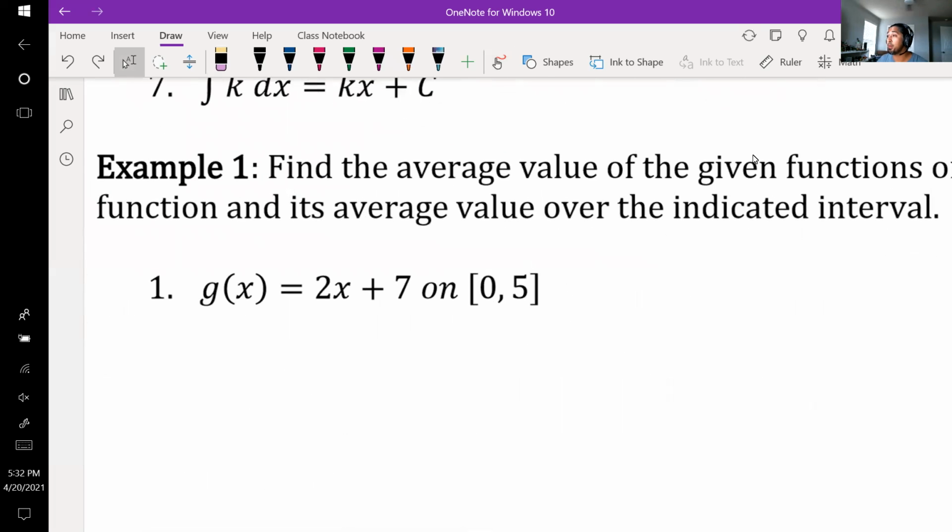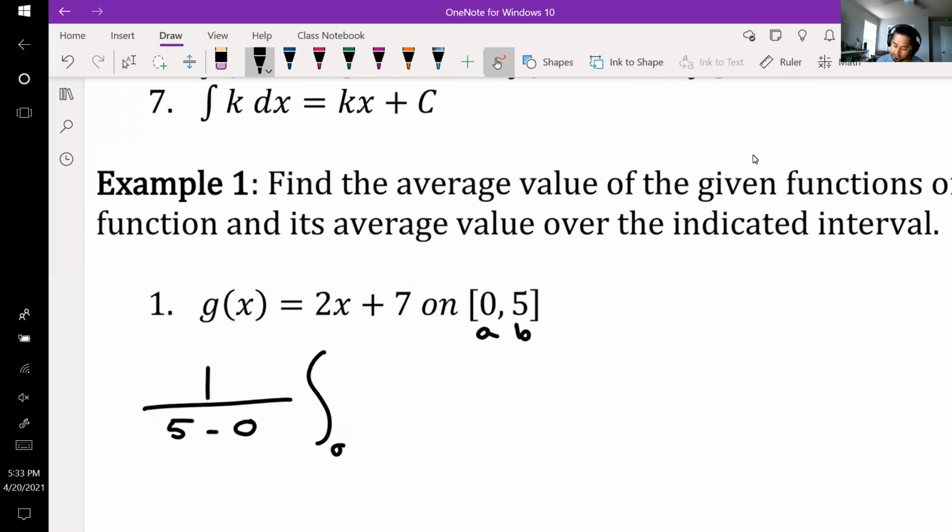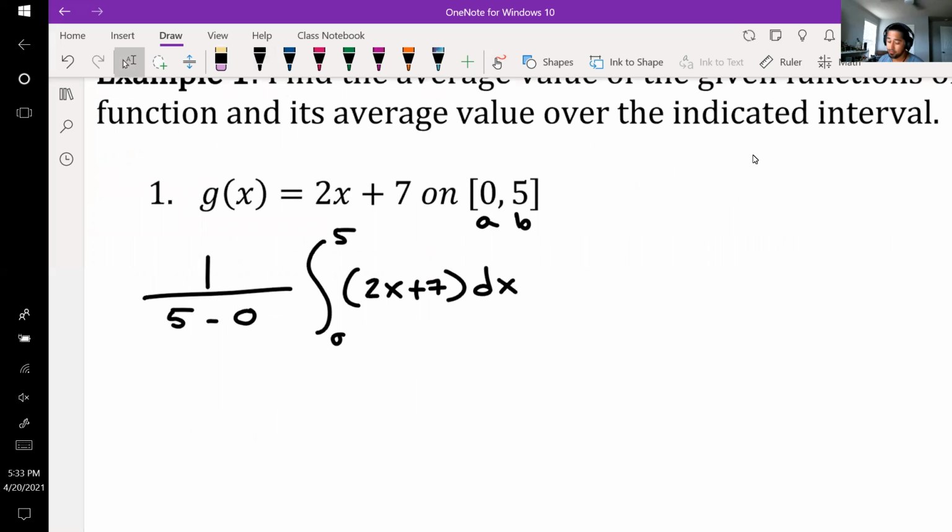So let's go ahead and set up our average value integral. To get started, the interval is going to be labeled as a and b. Now when we use the average value formula above, we are going to get 1 over b minus a, which is 5 minus 0, times the integral from 0 to 5 of the function 2x plus 7 with respect to x. Okay. And now the integral is set up.